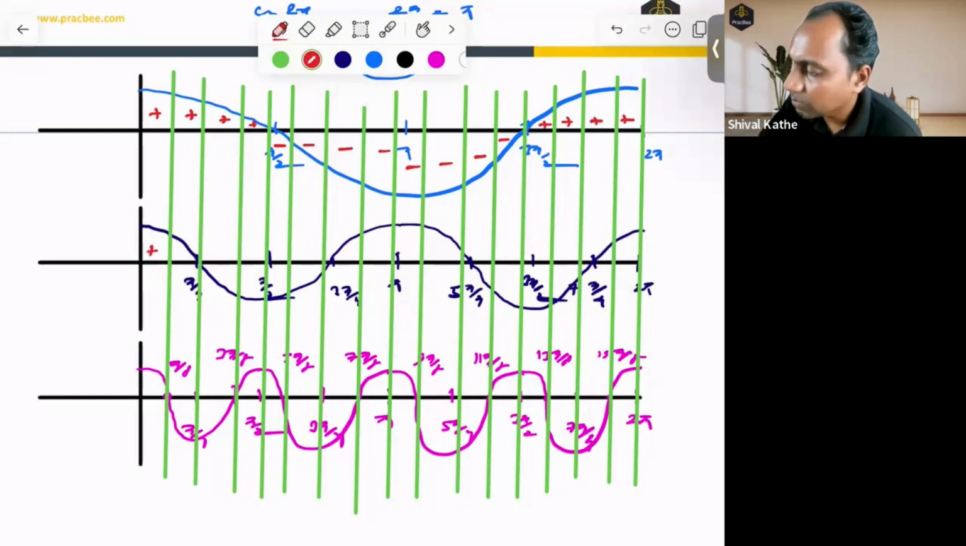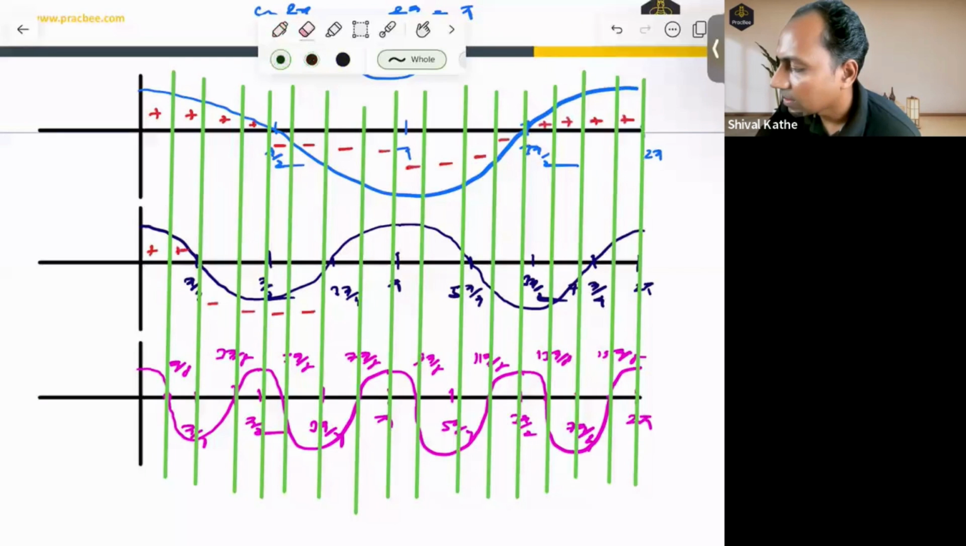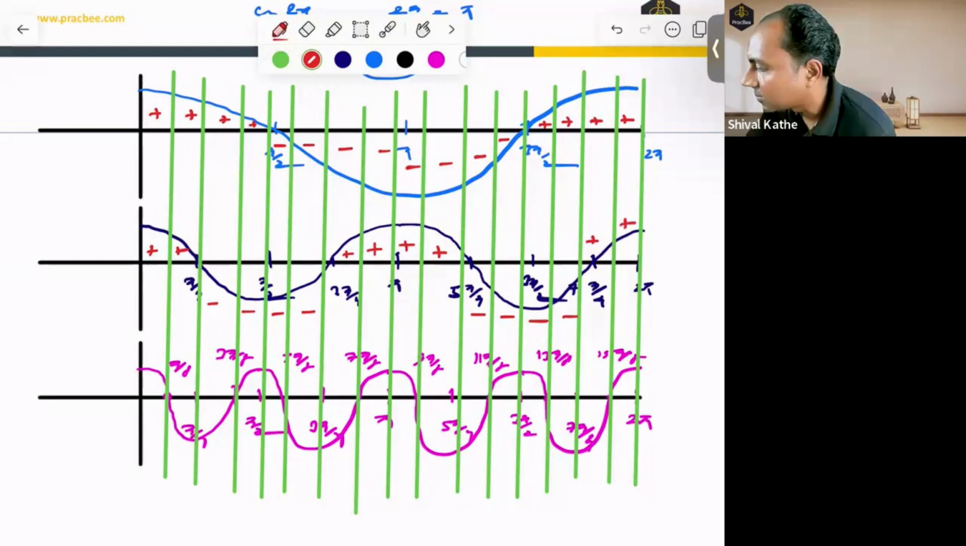Now this is positive, positive, negative, negative, negative, negative, negative, no, positive. It again becomes positive. Positive, positive, positive. Negative, negative, negative, negative, negative. Oh, sorry, positive. You have to be careful. This will become positive. The graph is a little rough here and there, but understand it.